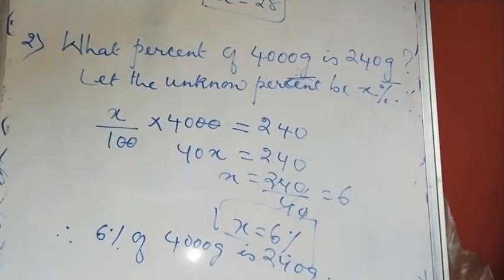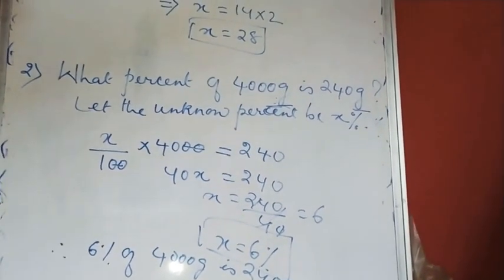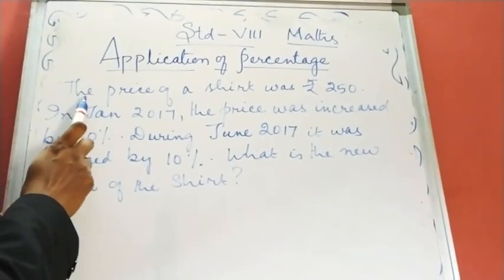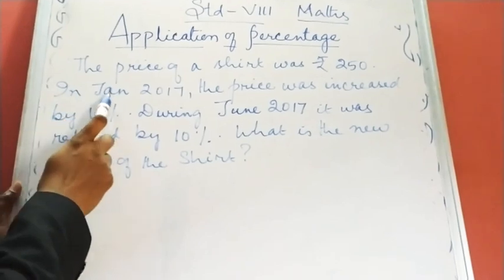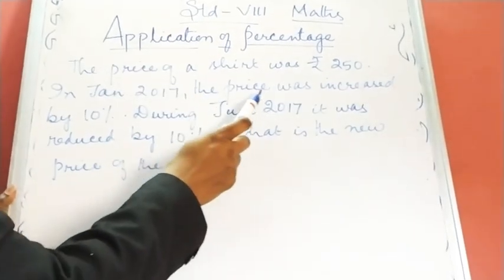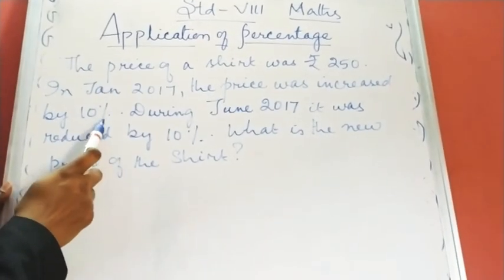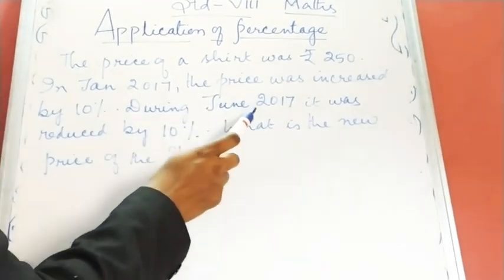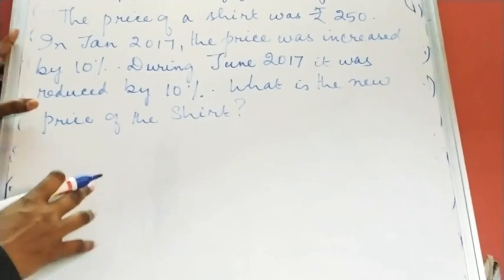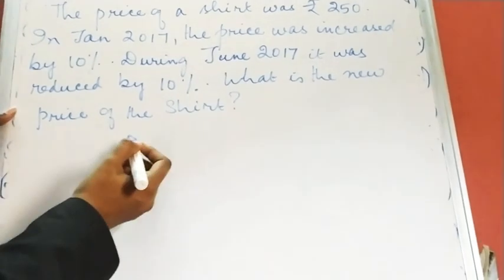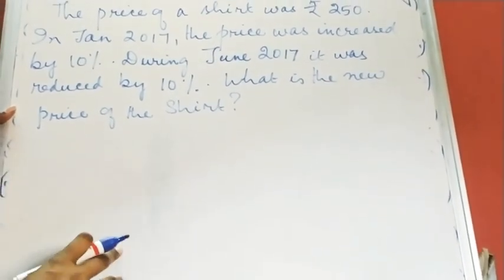Now let us work through another exercise. Here the question says, the price of a shirt was rupees 250. In January 2017, the price was increased by 10%. During June 2017, in order to solve this question, children, we have to learn a certain formula.